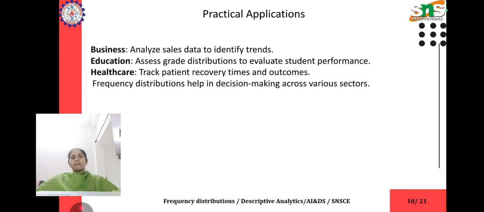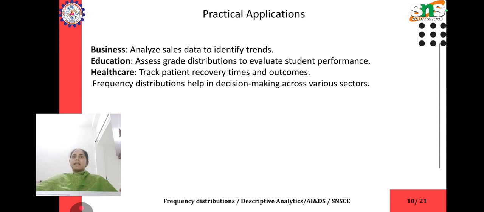Advanced topics are bivariate frequency distribution, which is frequency based on two variables, and multivariate distribution, which is frequency based on more than two variables. A two-way table is a representation of bivariate frequency distribution. The measures from a frequency distribution are mean, median, mode and standard deviation. Interpreting a frequency distribution involves skewness, modality, kurtosis, spread and central tendency.